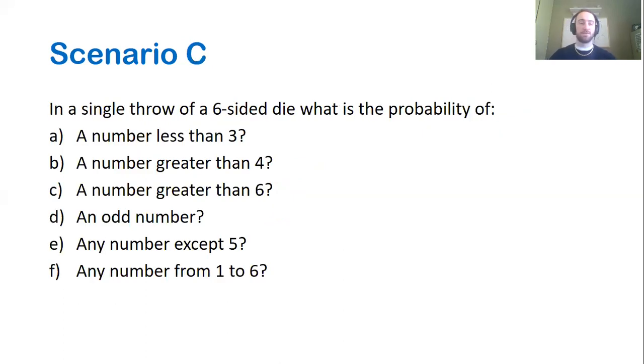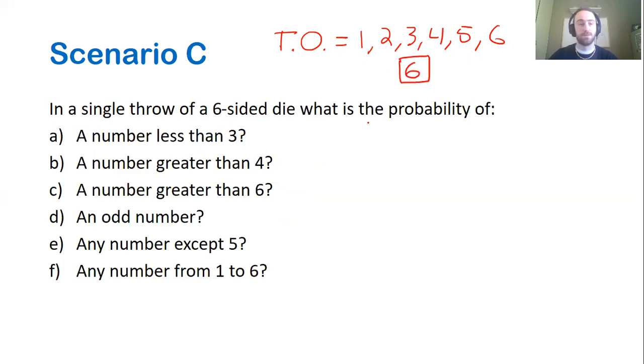So scenario C: in a single throw of a 6-sided die, what is the probability of A, a number less than 3? Let's first determine our total outcomes. If we throw a 6-sided die, numbers from 1 to 6 are our total outcomes. We could roll a 1, 2, 3, 4, 5, or 6. So there are 6 total outcomes.